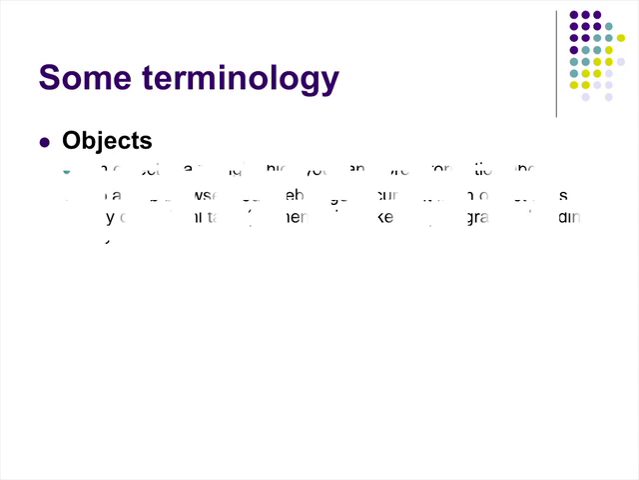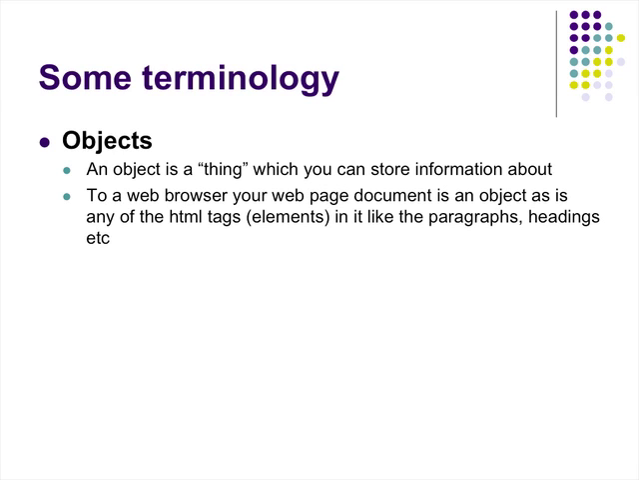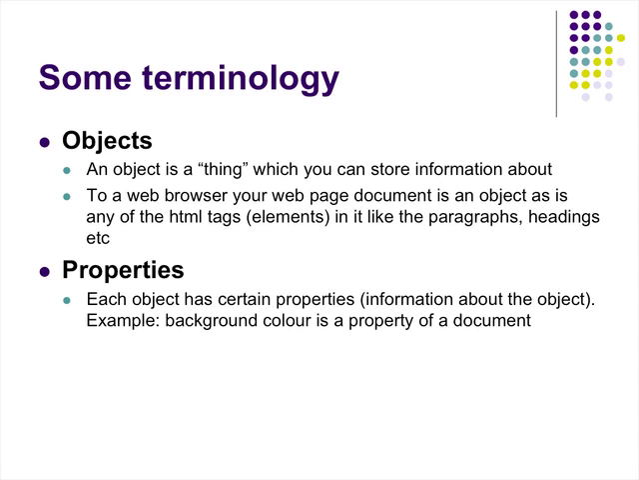First of all, objects. An object is a thing which you can store information about. And as far as a web browser is concerned, any element on a web page is an object. So the HTML tags, or things like paragraphs or headings, are objects with which we can do things. And these objects have certain properties. So as you already know, a paragraph or a div or the body itself can have things like background color, left, width, margin or border. And we can do things with those properties.